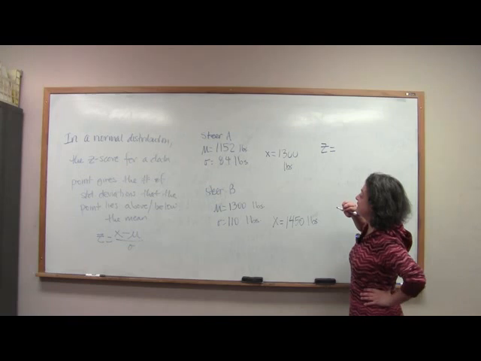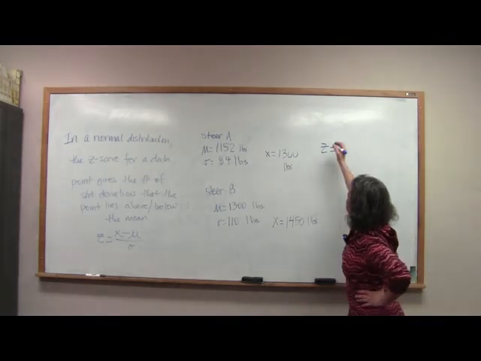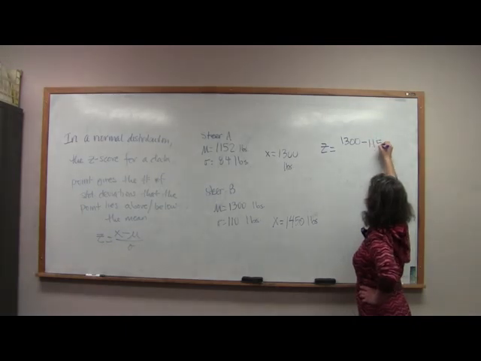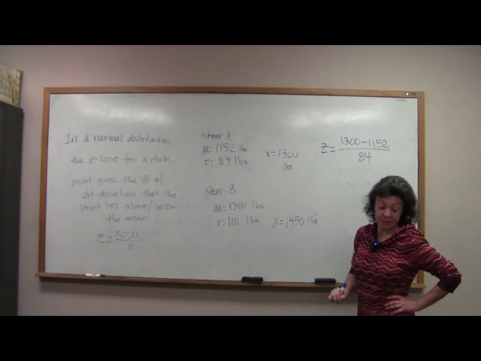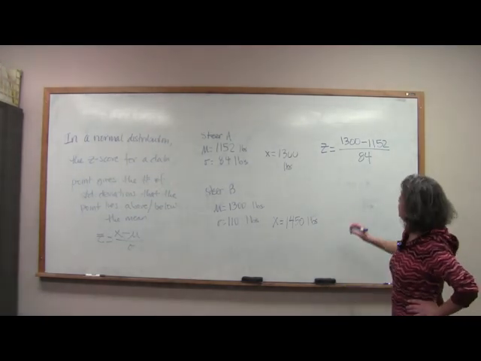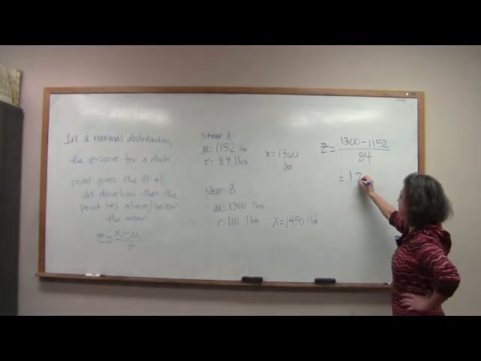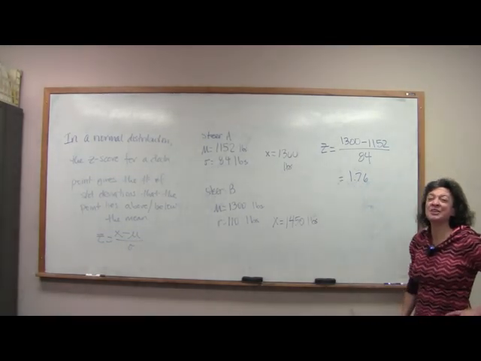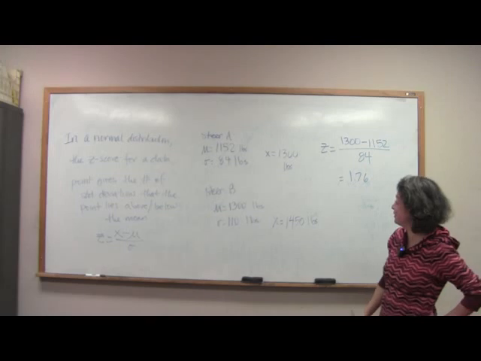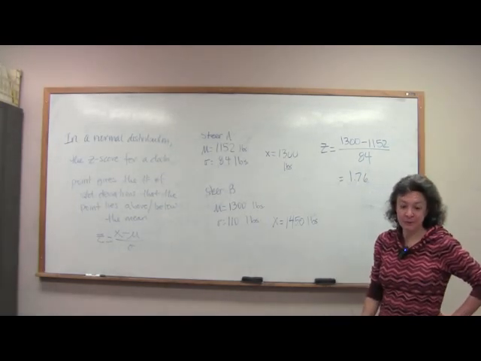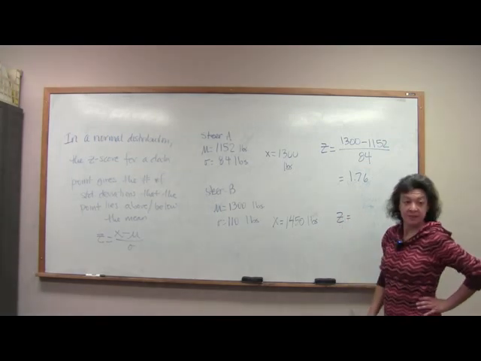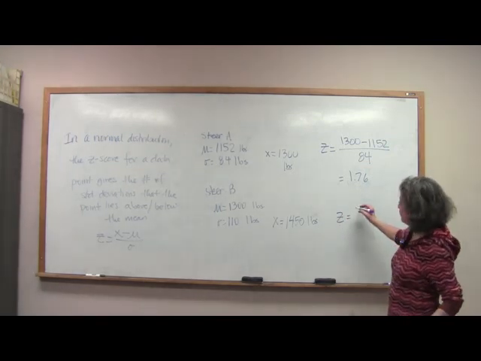Okay, so my z-score, remember, you take your data points, so 1,300 minus your mean, and then you divide that by your standard deviation. And if you do this computation, I did it ahead of time, we get 1.76. So this is nearly 2 standard deviations above the mean. Pretty unusual.